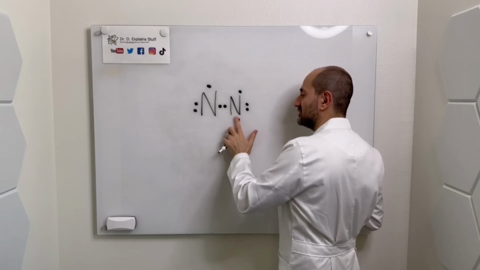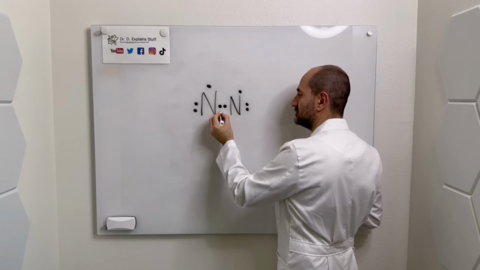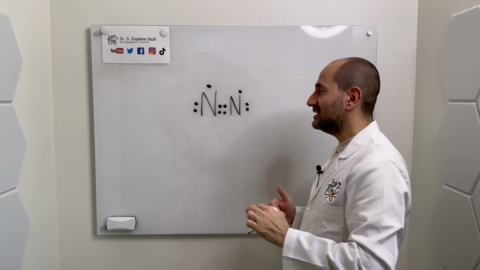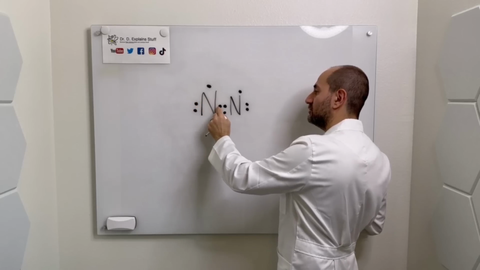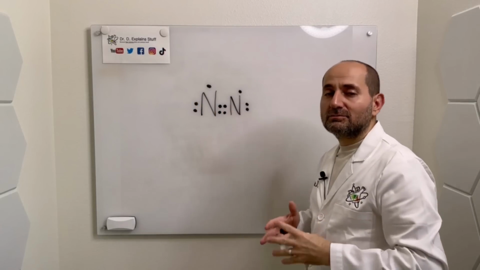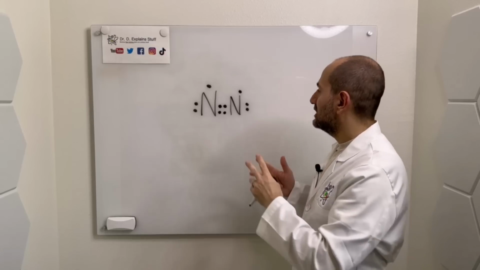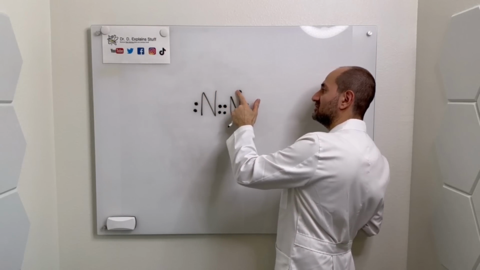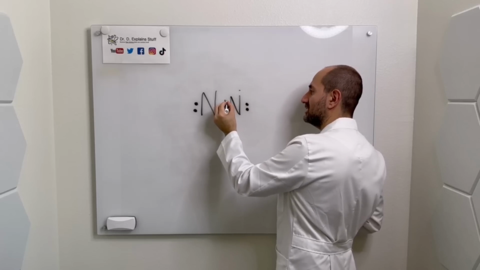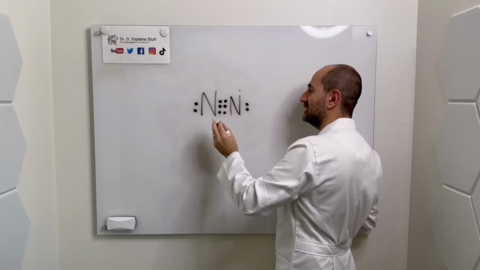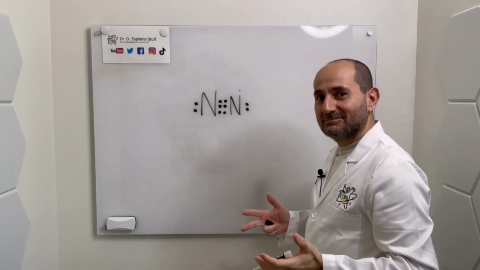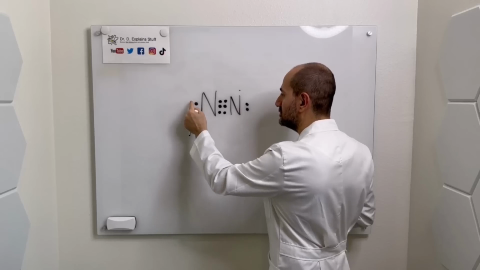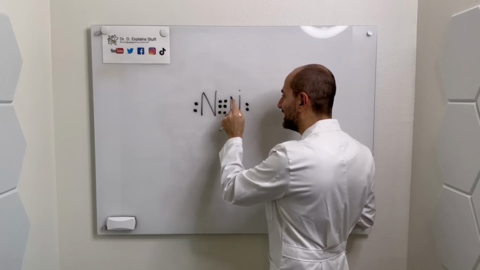This nitrogen shares with this. Okay, each one shares another electron. Now each nitrogen sees 1, 2, 3, 4, 5, 6, 7. Closer, but still not good enough. In this case, this nitrogen will share a 3rd electron with this nitrogen, and this nitrogen will share a 3rd one as well. Now look at this. Now are they satisfied? Now they're satisfied. Now each nitrogen has access to 1, 2, 3, 4, 5, 6, 7, 8.